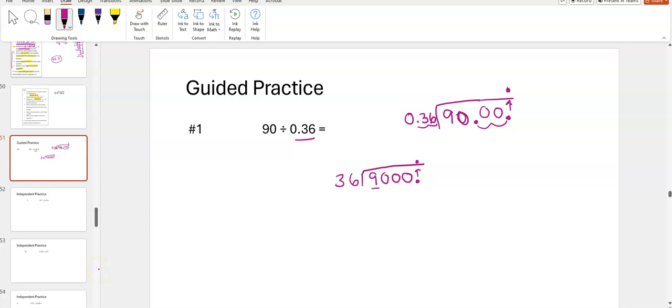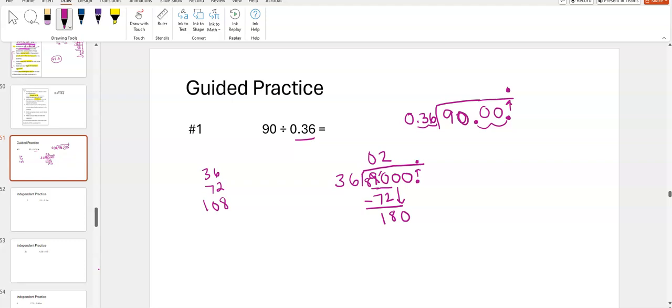Can 36 go into 9? No. 36 go into 90? Yes. But we have to figure out how many times. So let's see, 36 and another 36 will make 72. 72 plus another 36 is 108. So we're going to say 2 times. It goes into 90 to make 72. That's going to be an 18. Is 18 less than 36? Yes. So I checked.